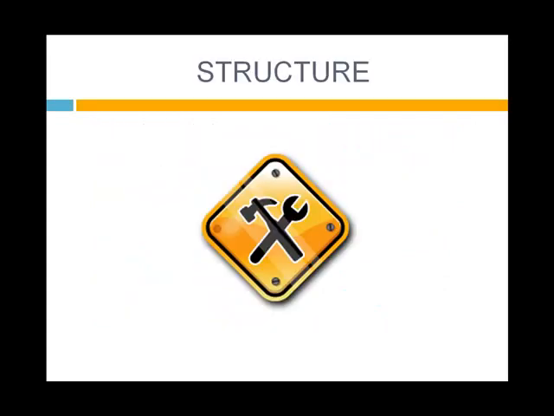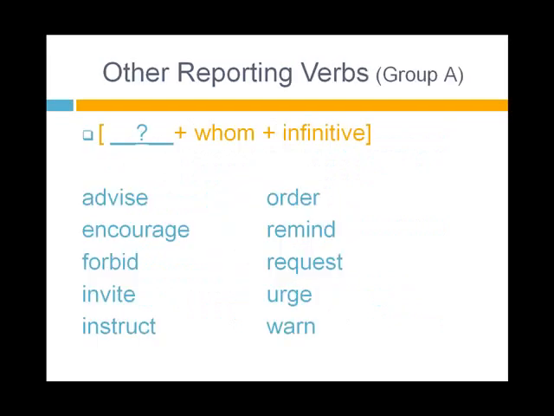Now let's consider reporting verbs from the viewpoint of structure. Some reporting verbs, we'll call them Group A, use this structure. It's the reporting verb plus an object, whom, plus the infinitive. It's the same structure used for ask and tell. Ask someone to do something. Tell someone to do something. Now you can use the structure with these verbs: advise, encourage, forbid, invite, instruct, order, remind, request, urge, and warn. Again, I won't give examples. This is just a reference.